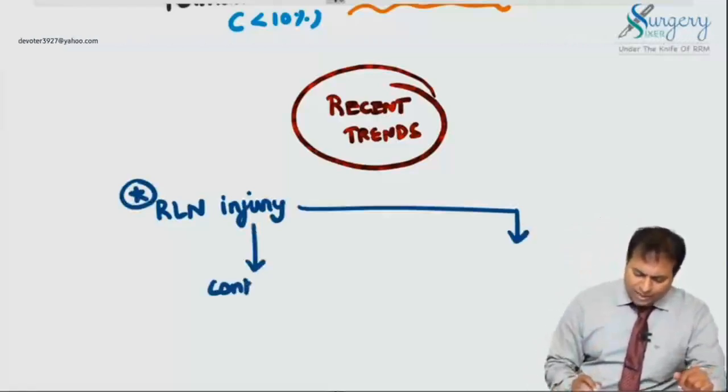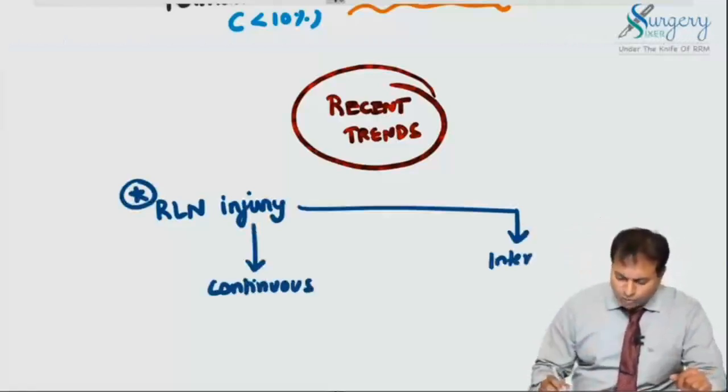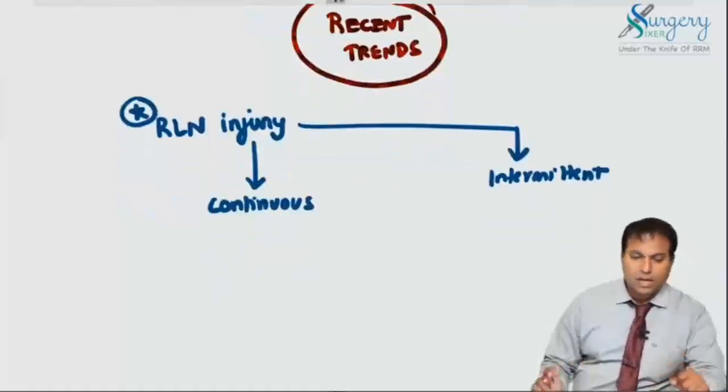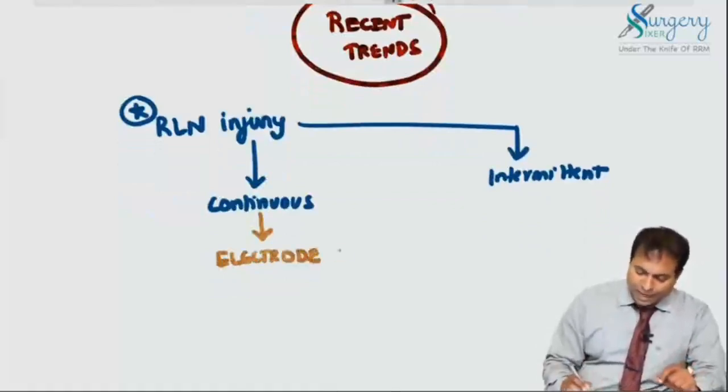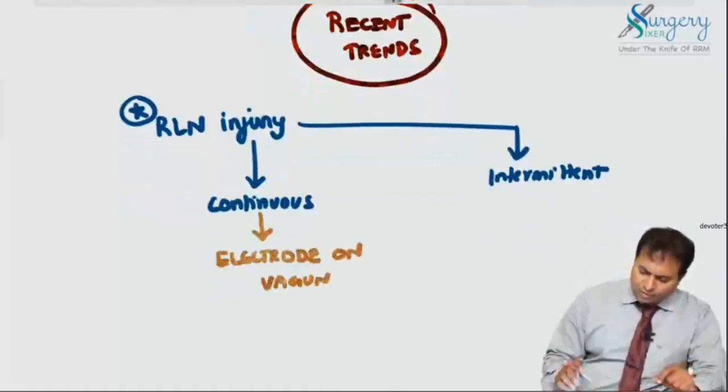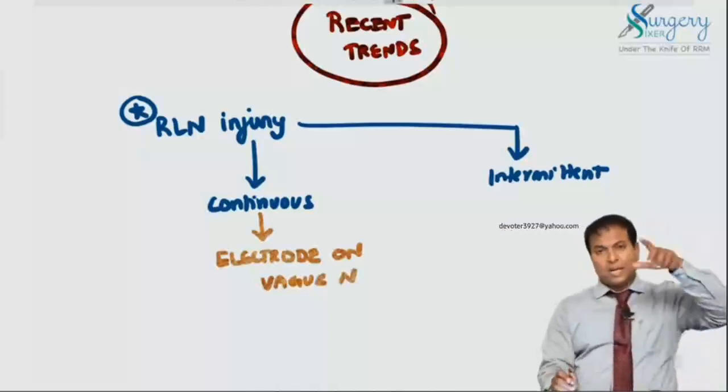We can monitor continuously whether there is an injury going on, or we can monitor it intermittently. Intermittent monitoring is also available, and continuous monitoring is also available. Continuous monitoring is done by placing an electrode on the vagus nerve. These are new techniques. You keep an electrode on the vagus nerve, so whenever you stretch the recurrent laryngeal nerve and it is about to be injured, it will send a signal.